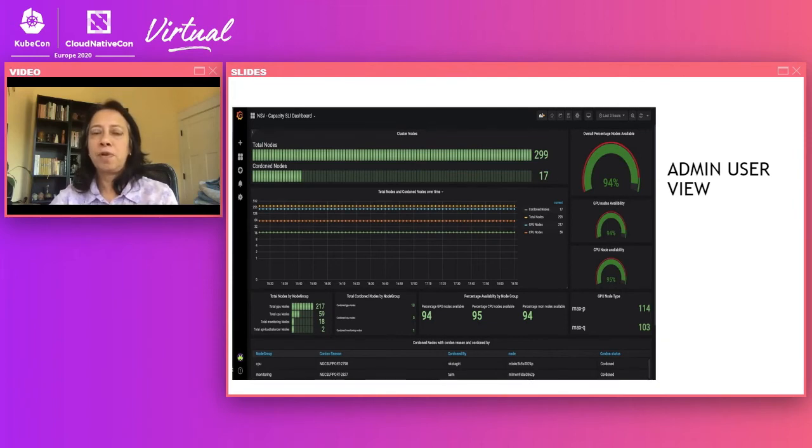Here is an example of the NSV admin view. This is a capacity dashboard. It shows the cluster capacity with total nodes in the cluster and total number of nodes cordoned on the top. And below that, it shows nodes cordoned by node type. On the right, it shows the availability of the different node types. With this, the admin users can get a good view into the cluster capacity.